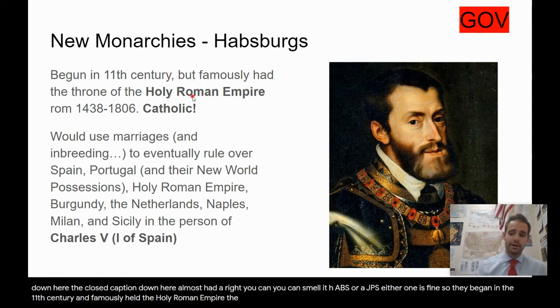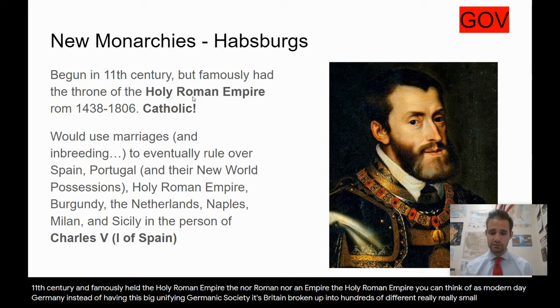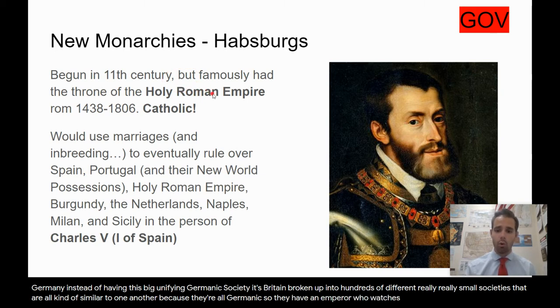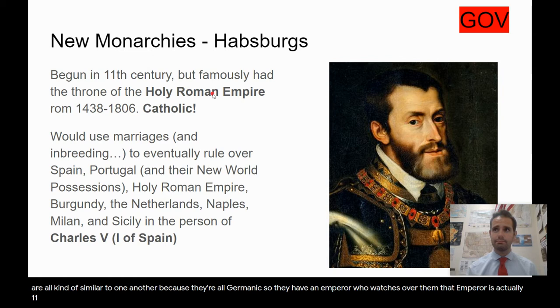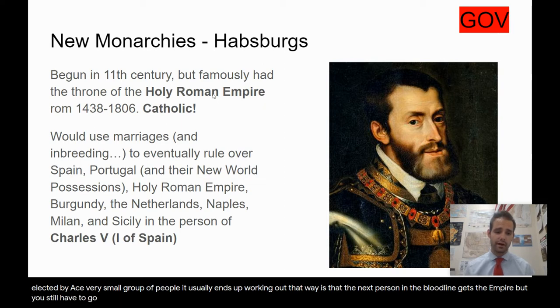The Holy Roman Empire is neither holy nor Roman nor an empire. You can think of it as modern day Germany. Instead of having this big unified Germanic society, it's broken up into hundreds of different really, really small societies that are all kind of similar to one another because they're all Germanic. So they have an emperor who watches over them. That emperor is actually elected by a very small group of people. So it's not necessarily bloodline. It usually ends up working out that way, that the next person in the bloodline gets the empire, but you still have to go through the process of actually voting.